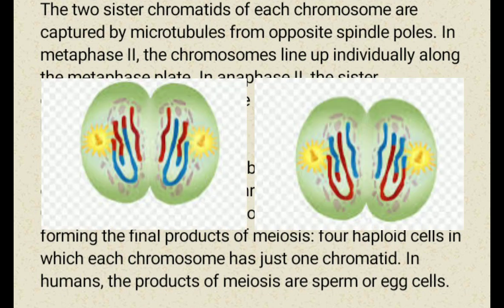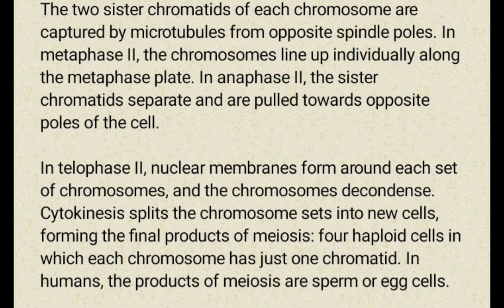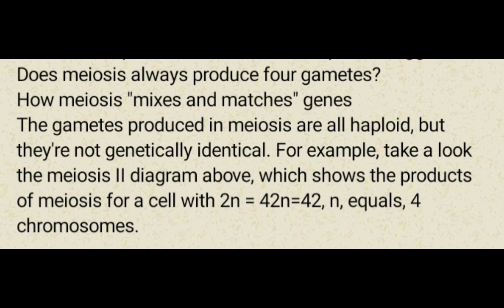In telophase II, nuclear membranes form around each set of chromosomes and the chromosomes decondense. Cytokinesis splits the chromosome sets into new cells, forming the final product of meiosis: four haploid cells, in which each chromosome has just one chromatid. In humans, the products of meiosis are sperm or egg cells. Does meiosis always produce four gametes?